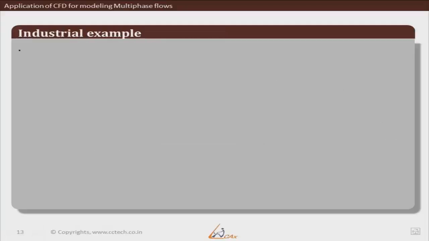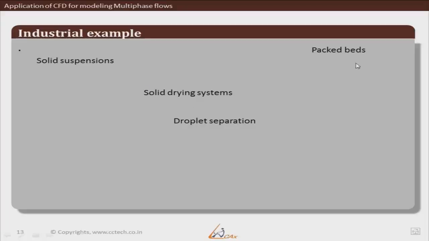After seeing the classification of such type of flows, we will turn our attention to some industrial examples. What I'll present in this particular slide is just a list of industrial examples wherever multi-phase flow is involved. Some of them are listed here, like solid suspensions, where we have suspension of solid within a liquid medium. Droplet separation is also a type of process where multi-phase flow is involved. Solid drying systems involve more than one phase. Packed bed reactors are used to enhance reactions which involve more than one phase material or medium. Foams are another example used in various chemical industries.